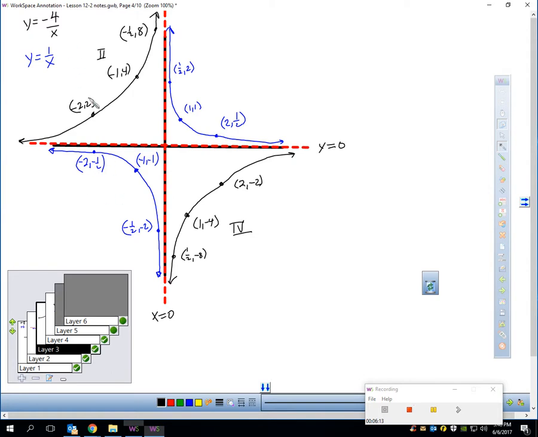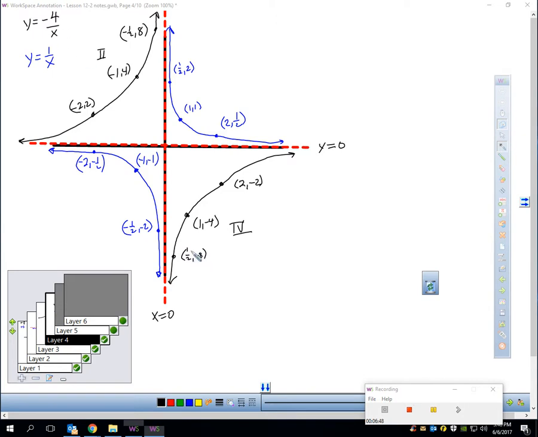And then I can do the same thing. When I have you sketch, I normally have you label 3 points on each branch of the hyperbola. Same thing here. If I plug in 1, negative 4 over 1 is negative 4. And if I plug in 2, negative 4 divided by 2 is negative 2. And if I plug in a half, negative 4 divided by half is negative 8.